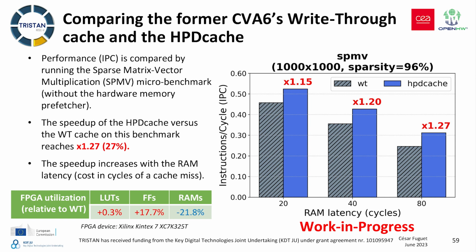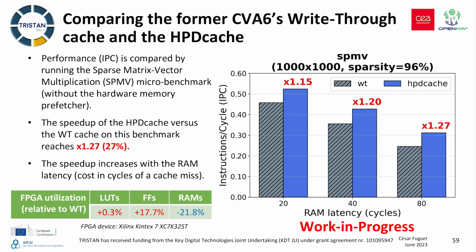It's a work in progress, and we are currently running a lot of different benchmarks to get more information about it. But this is an execution of the sparse matrix vector multiplication, a very common workload in HPC systems. On the x-axis, you have the latency to the memory.